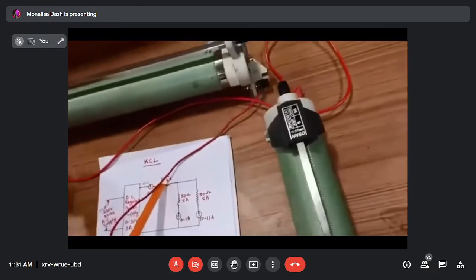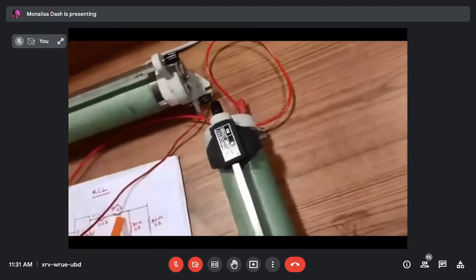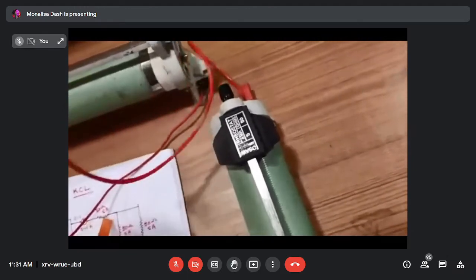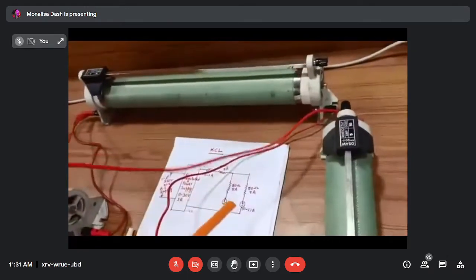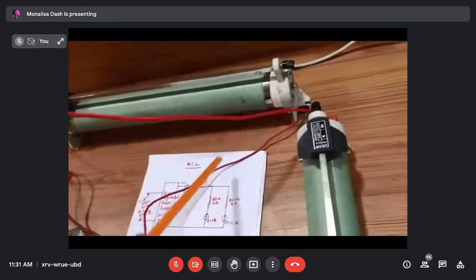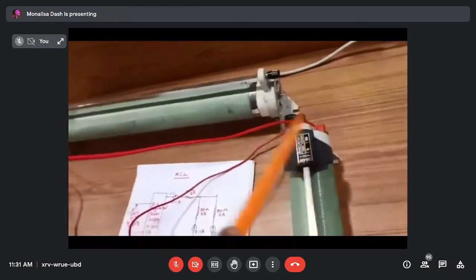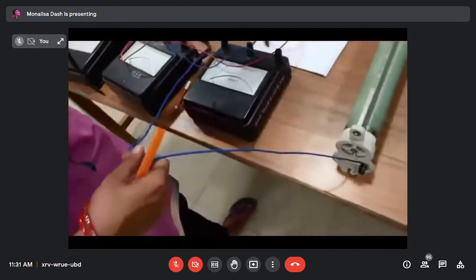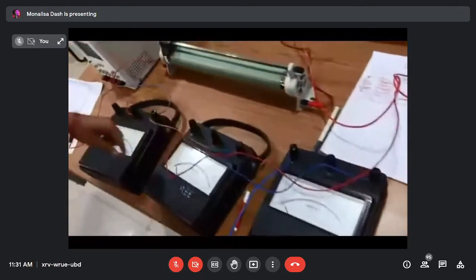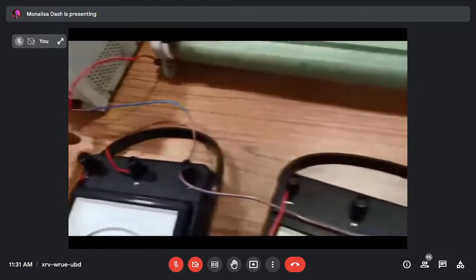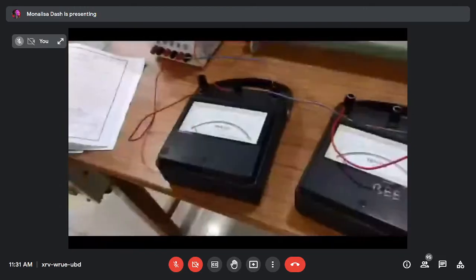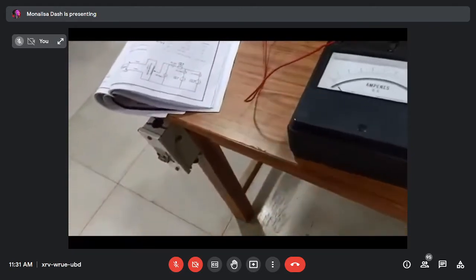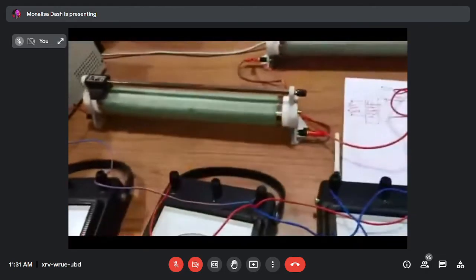Then first rheostat second end, second rheostat first end to third rheostat first end, and third rheostat second end to ammeter common, then third ammeter 1 ampere to the return of the DC regulated power supply. Our connection is over. Then our circuit connection is over.